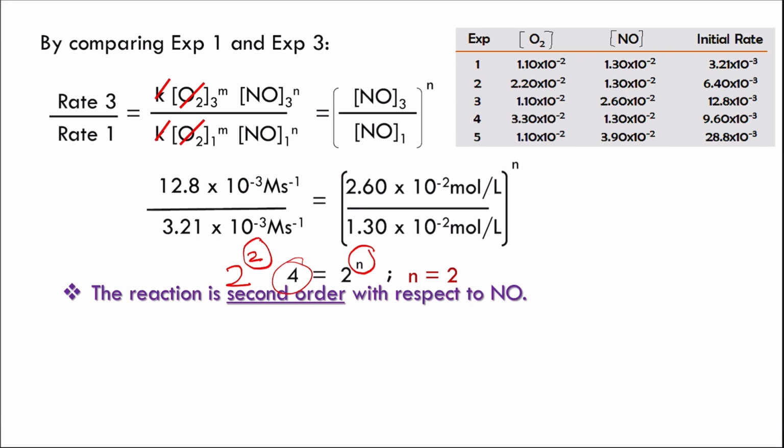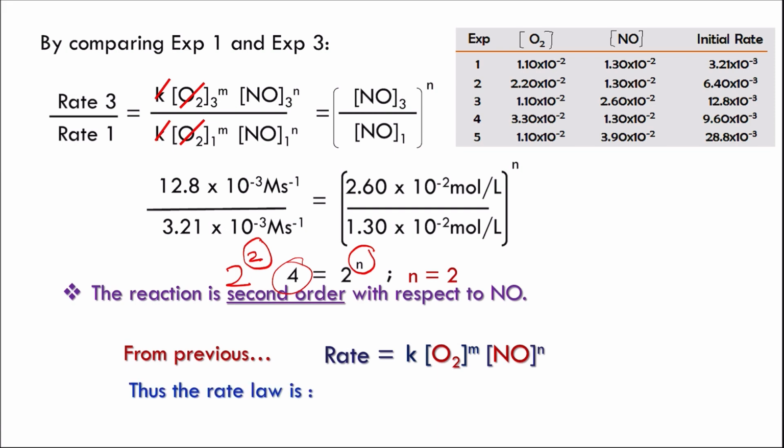Dan daripada previous one, kita ada rate law. Rate equals k[O2]^m[NO]^n. So ini adalah rate law secara general. Sekarang kita dah ada value untuk m dan n. So complete the final conclusion. Rate law is rate equals k[O2]^1[NO]^2. So itu cara kita determine based on initial rate method.